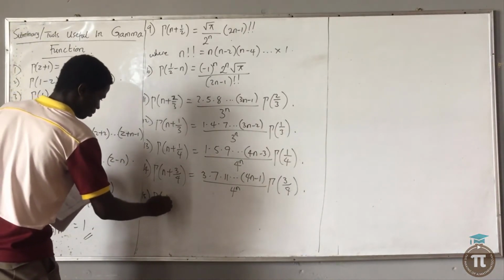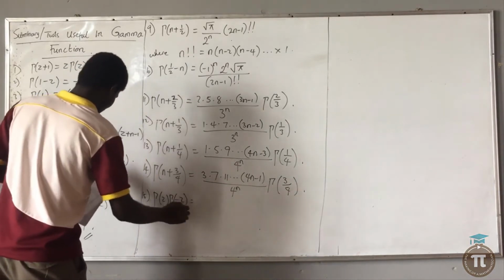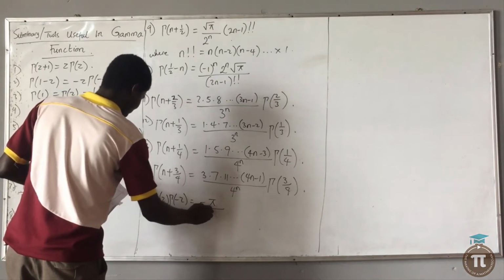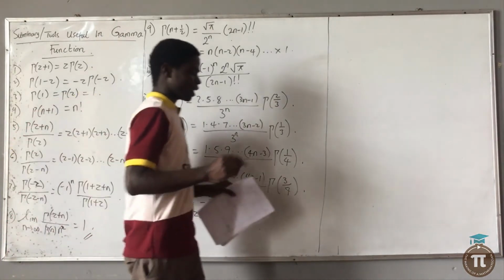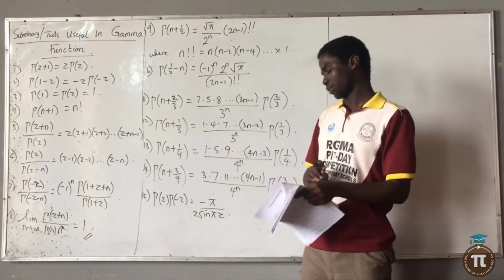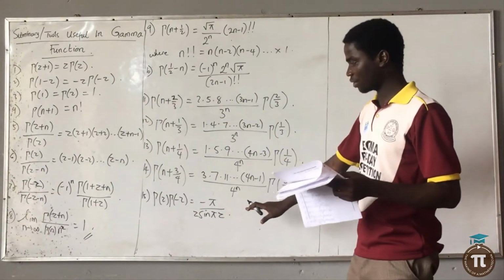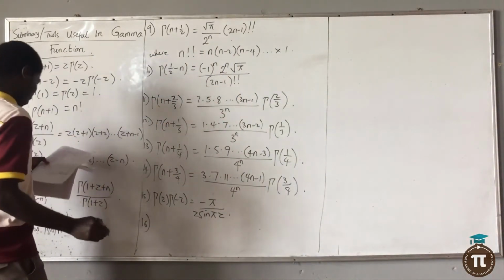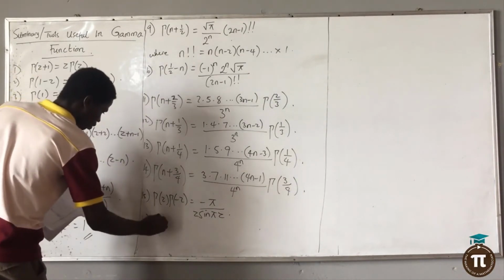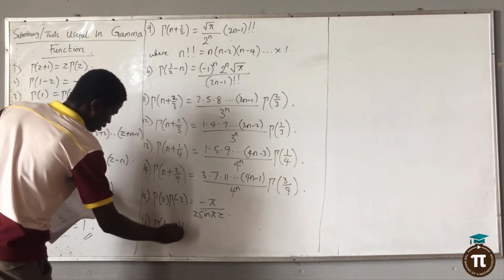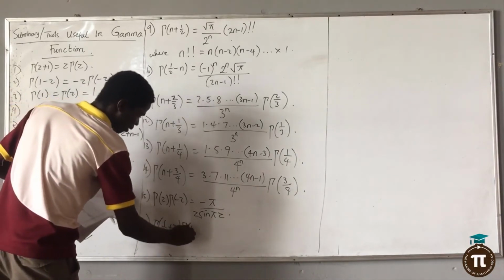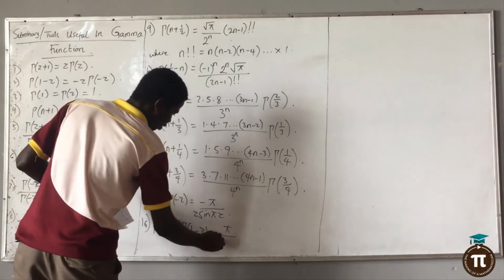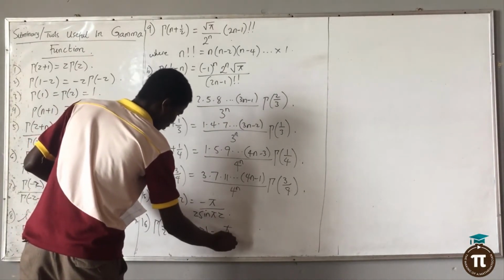Now the next one, number 15: gamma of z times gamma of minus z is equal to minus pi over z sine pi z. This is also another property of the gamma function that is very, very useful. Number 16 is gamma of 1 over 2 plus z times gamma of 1 over 2 minus z is equal to pi over cos pi z.